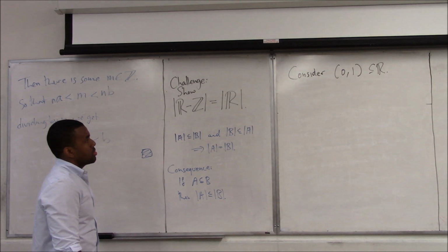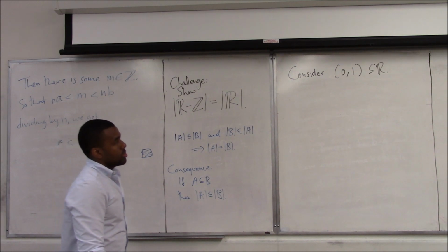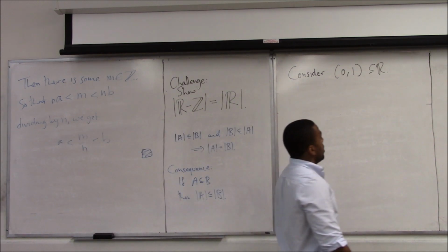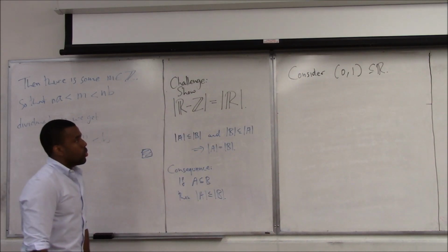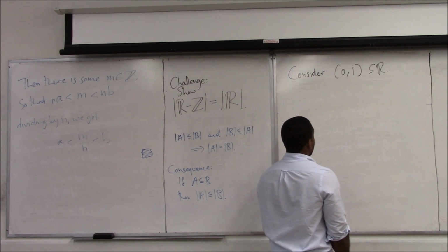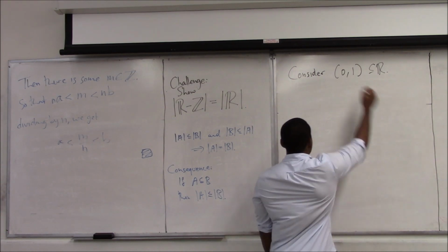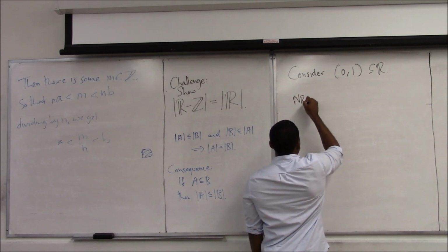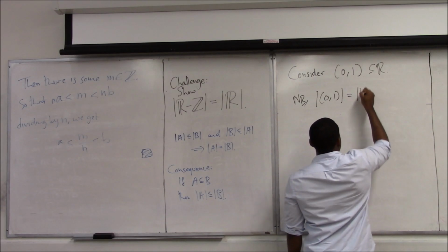Could you do one from that interval from 0 to 1 to R minus Z, and then also to R? We don't know the function. What do I know about 0, 1? It's uncountable. How many elements is it? The size of that one interval is the size of the whole thing.